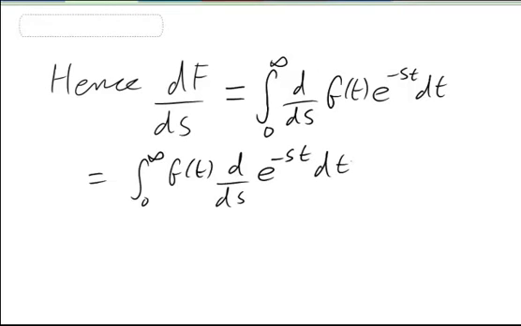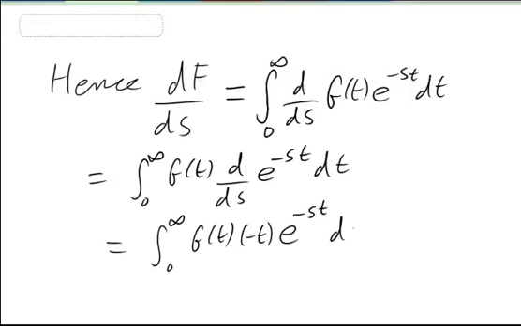Now the fact that all of this is happening within an integral is completely irrelevant. The differentiation of the exponential will just go in the usual way. That means we will have f of t. We differentiate an exponential, we get the same exponential, but the chain rule tells us we must bring down the coefficient of s, which is negative t. I'm going to sandwich it in the middle there.